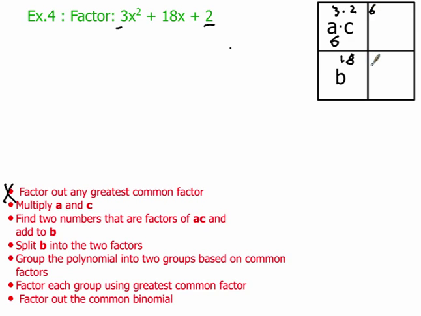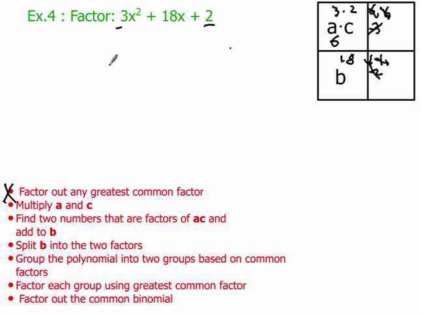Factors of 6, 6 and 1. Well, 6 plus 1 is 7. That doesn't work. Negative 6, negative 1. Negative 6 plus negative 1, negative 7. That doesn't work. 3 and 2 add to 5. Negative 3 and negative 2 add to negative 5. Those don't work either. Well, now we got a problem. That's all the factors of 6. None of them add to 18. What am I going to do?